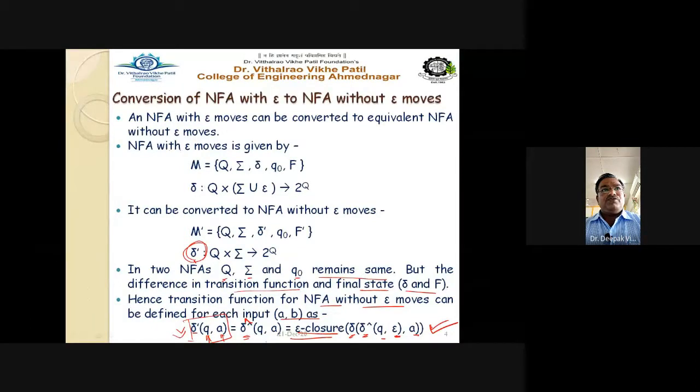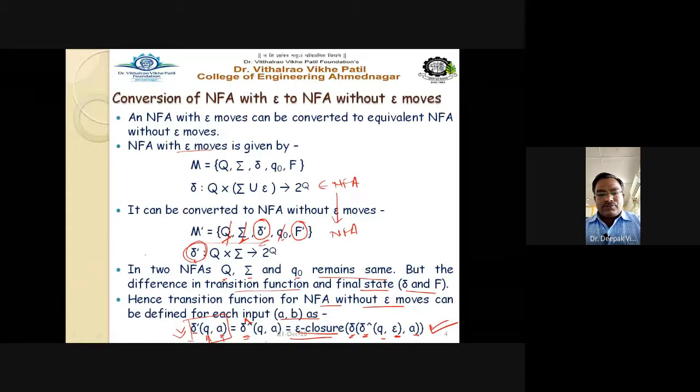So with NFA with epsilon moves, that is ENFA, we are converting this ENFA to a simple NFA. What we have to get here: because Q remains the same, sigma remains the same, and Q0 remains the same, the only thing is that we have to find out delta dash, and we have to find out F dash. Delta dash, how to find out this delta dash?